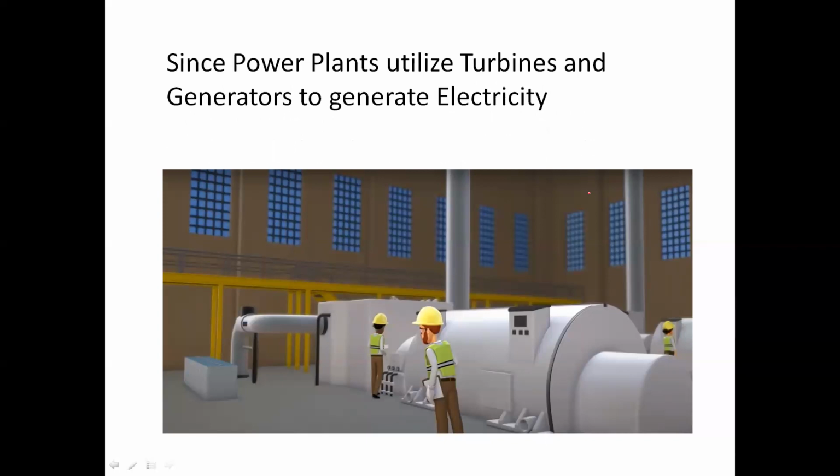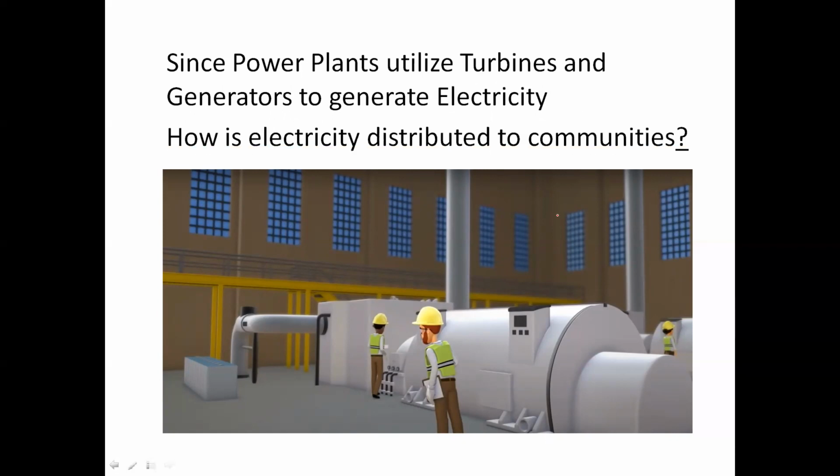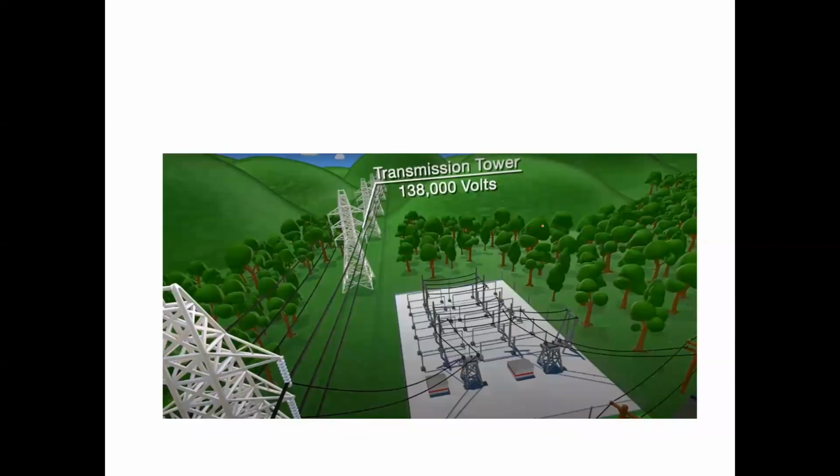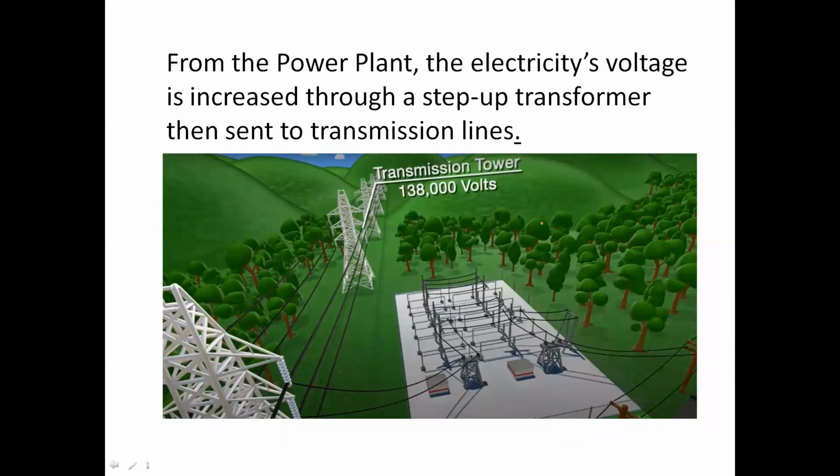Now, since power plants utilize turbines, which are a type of external heat engine, and generators to generate electricity, how is electricity distributed to our communities? From the power plant, which is a structure that generates large amounts of electricity, the electricity's voltage is increased further through a step-up transformer so that it can be sent to transmission lines, because the purpose of transmission lines is for the electric current to travel long distances.